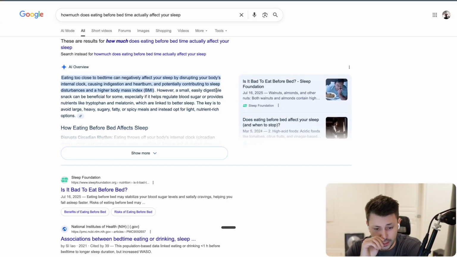Eating too close to bedtime can negatively affect your sleep by disrupting your body's internal clock, causing indigestion and heartburn, and potentially contributing to sleep disturbances and a higher BMI. However, a small, easily digestible snack can be beneficial for some, especially if it helps regulate blood sugar or provides nutrients which are linked to better sleep. The key is to avoid larger, heavy, sugary, fatty, or spicy meals, and instead choose light nutrient options.